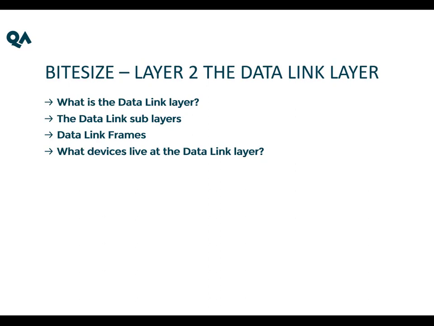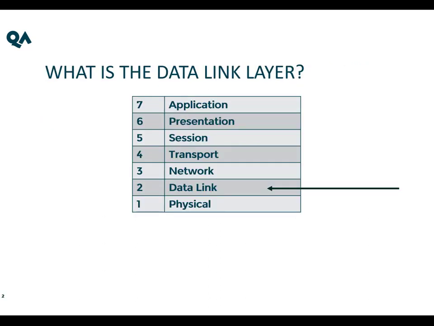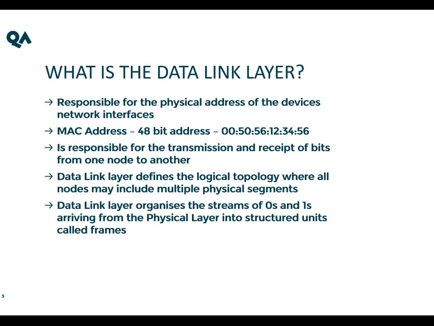So as we can see, we have the 7-layer network model, and within it we have layer 2, which is the data link layer. The data link layer is responsible for the physical address of the device's network interfaces. Now this could be a router, a device such as a PC or a laptop, it could even be something like your tablet device. And the MAC address is a 48-bit address which is unique to the device.